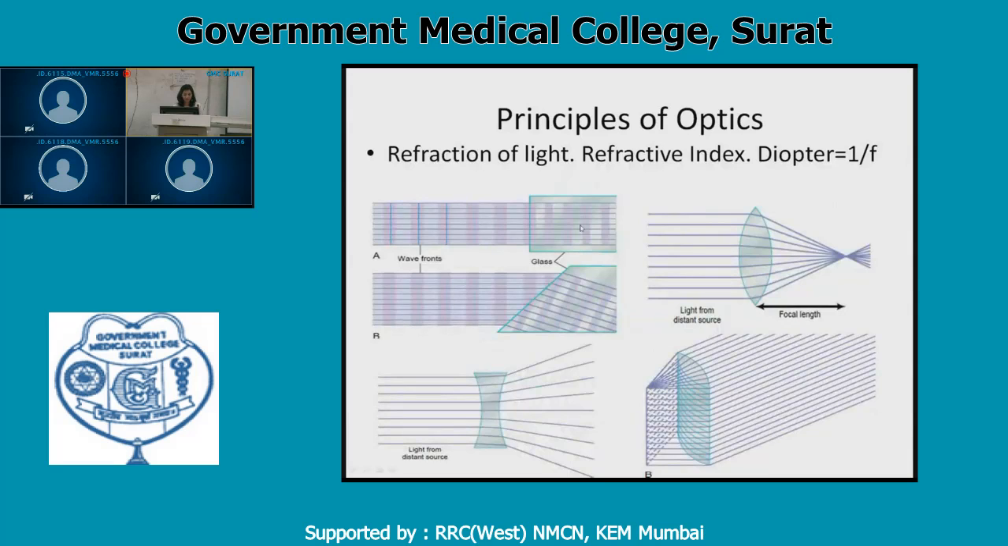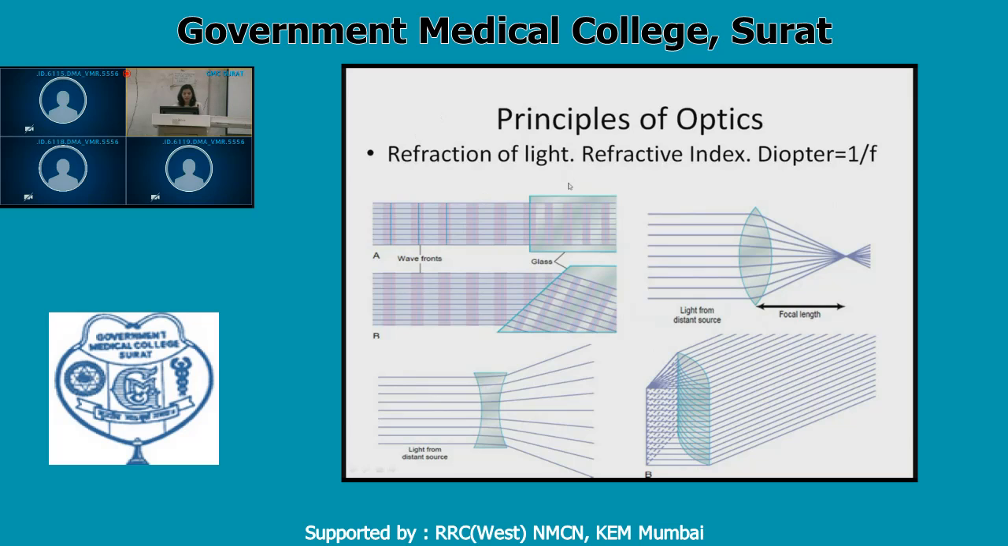But if this interface is placed at an angle, then there will be bending of light. If it is traveling from a lighter medium to a denser medium, it will be bent towards the normal. If it is from denser to lighter, then it will be bent away from the normal. So this bending of light, when it travels from one medium to another, is known as the refraction of light.